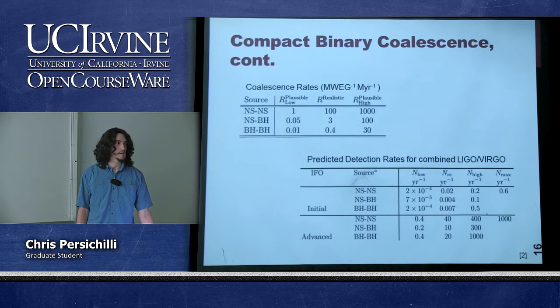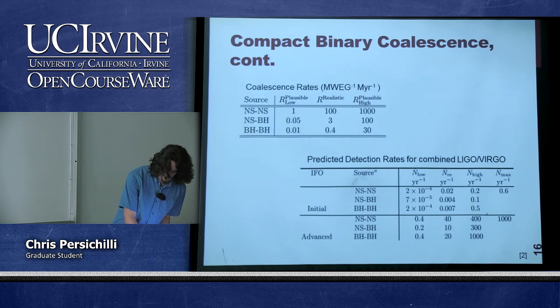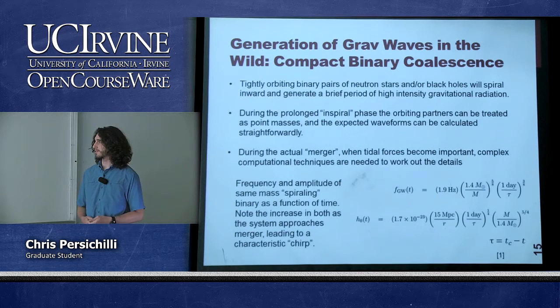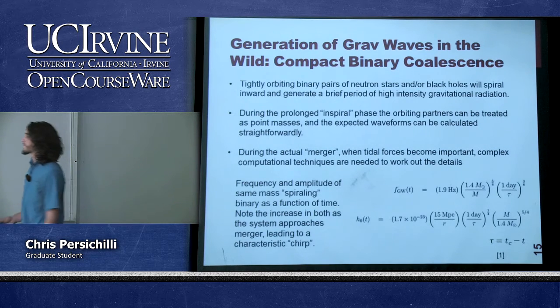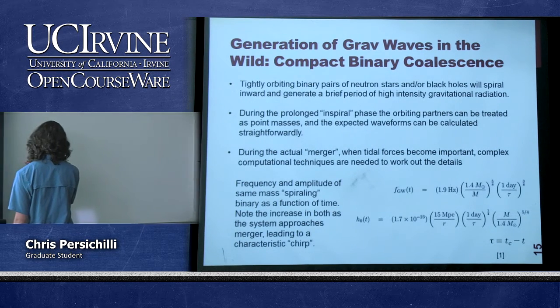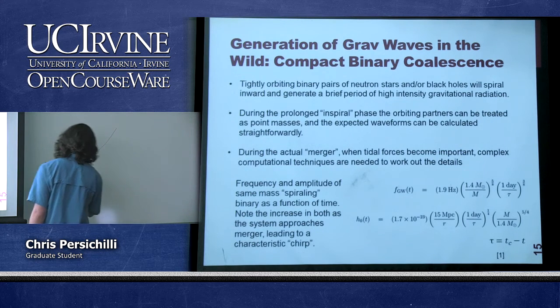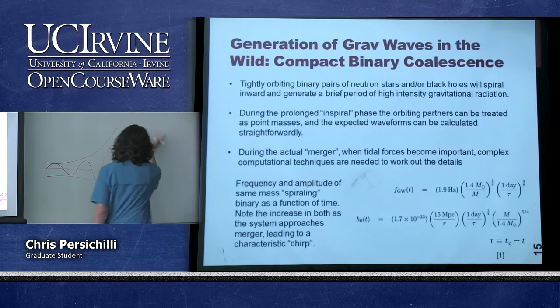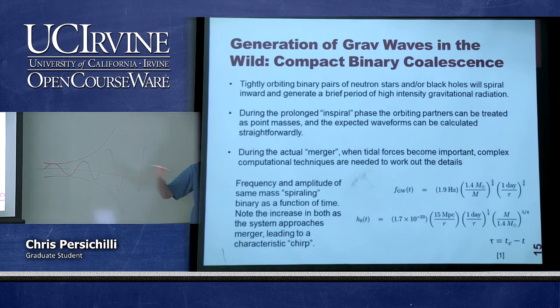Oh, an actual waveform? No, I don't have one of those. That's an interesting question. Let's see. You can see the frequency dependence goes like tau to the minus 3/8, and the amplitude dependence goes like tau to the minus 1/4. Basically, it's just a cartoon, I guess. I'd have to check the details, but you expect lower frequency earlier, and basically something like that.